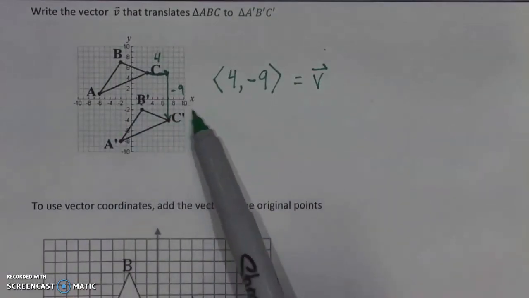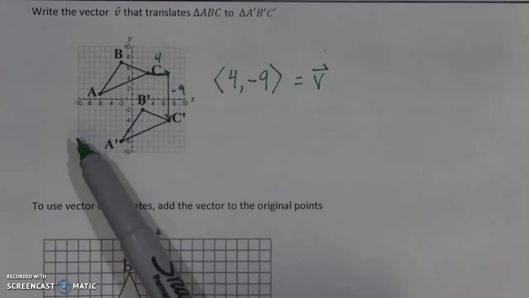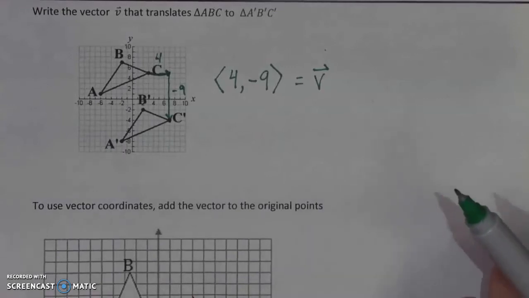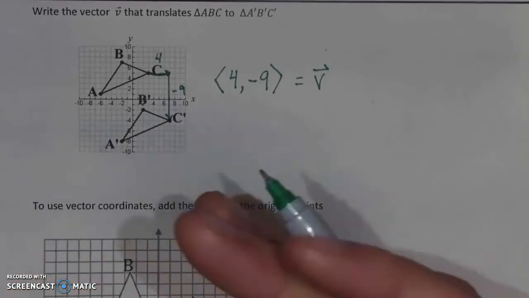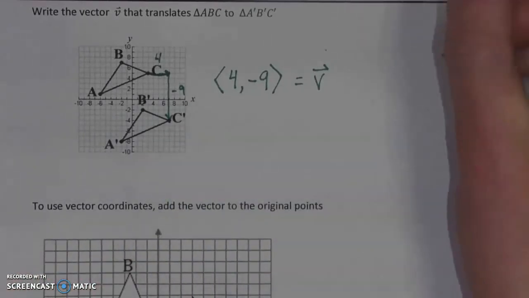However, we don't always want to count, and sometimes we don't even have everything graphed, so you might just be given your initial point and your terminal point and be asked to find the vector. So what do you do in that case? Well, don't forget that you have an equation.